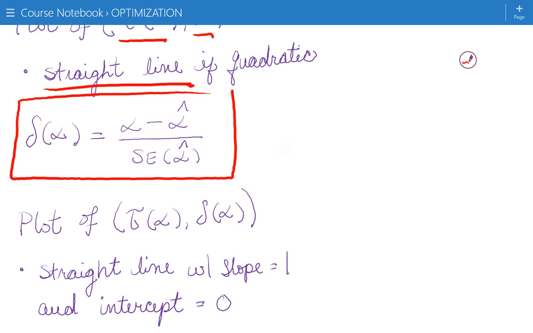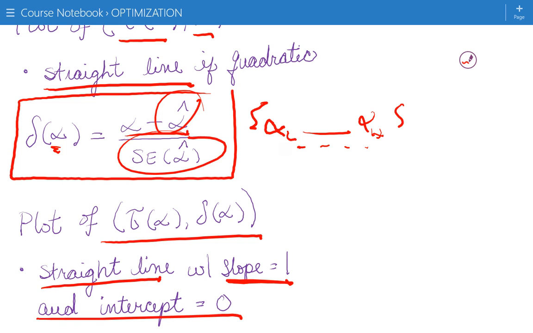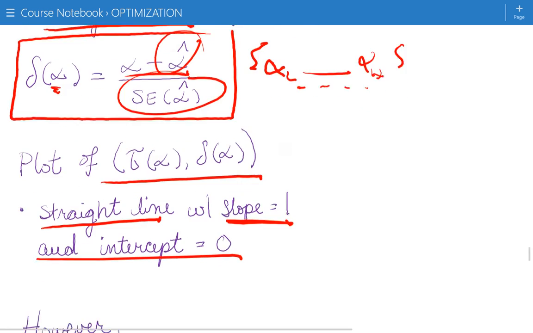You could also create another variable, from the alphas in that range, alpha low to alpha high, your whole set of ones that you had picked. You can create a function of each of those as its difference from the estimate divided by the standard error of the estimate, and then plot these functions. The advantage of this one is not only is it a straight line, but it should have a slope of 1 and an intercept of 0, if in fact it's quadratic.